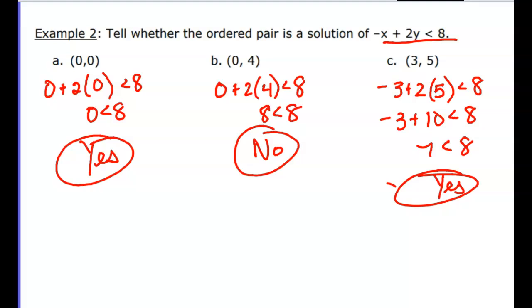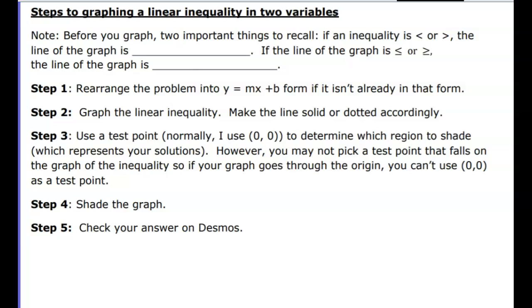So that's how we know if an ordered pair is a solution. All right, but let's look into graphing. Before you graph, there's two important things to recall. Remember, if an inequality is just less than or greater than, when we had a number line, we would make an open circle. But if it was less than or equal to or greater than or equal to, we would color in that circle. But now we're taking it to another level. Instead of just one variable on a number line, now we have two, so we're making it two-dimensional, and we're going to make a line.